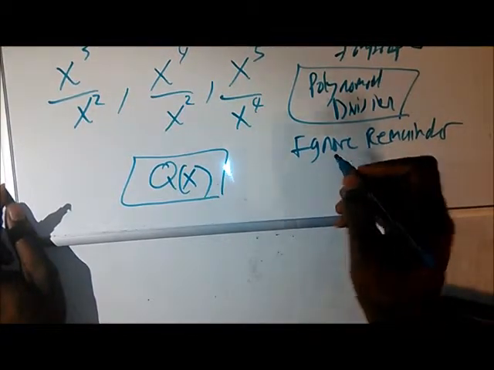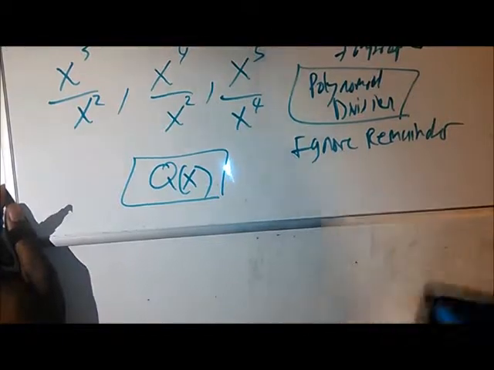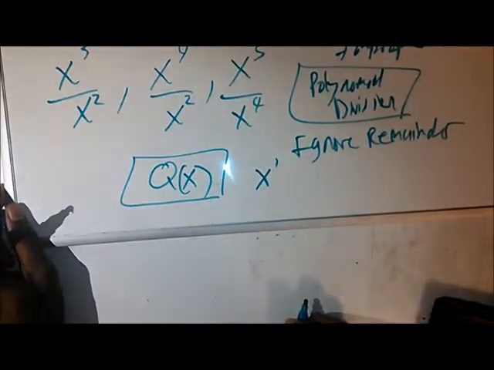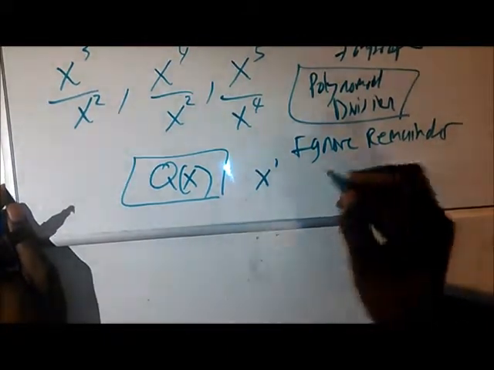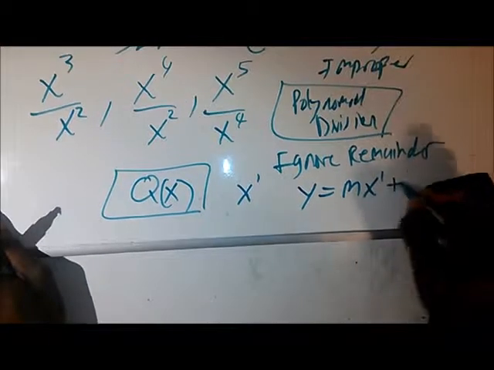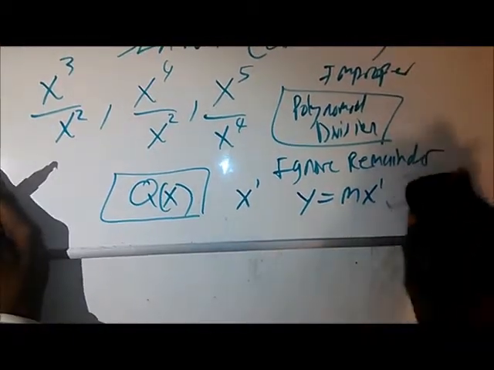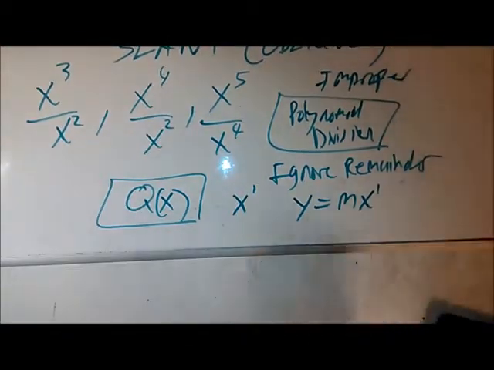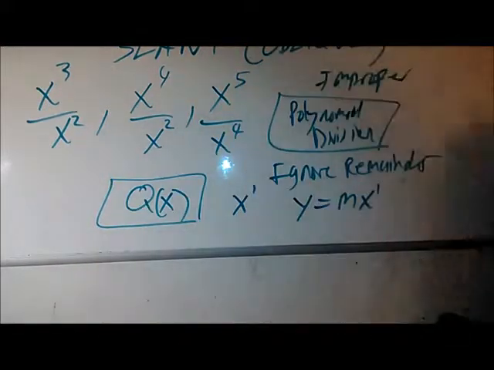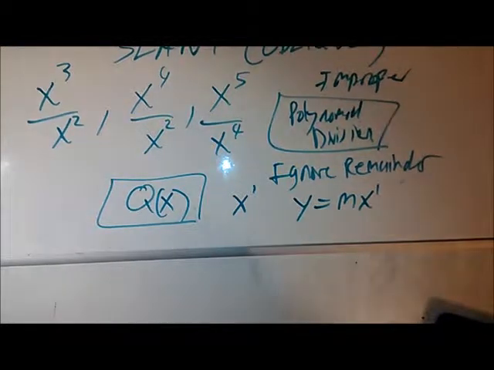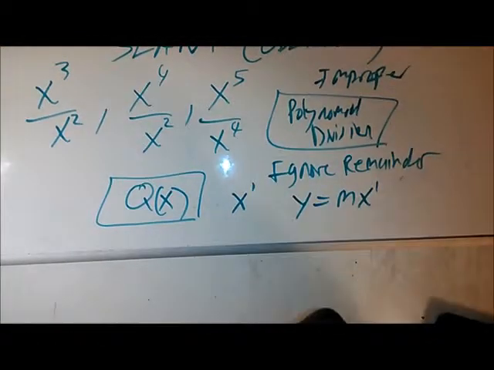Ignore your remainder, right? And your q of x, your answer, must have a power of 1, okay? It must have a power of 1, so it must look like mx, power of 1, plus b. Sometimes you may never have a b, okay? But it must have a power of 1, or else there is no slant. So you can have rational functions that have no horizontal asymptotes and no slant, okay?